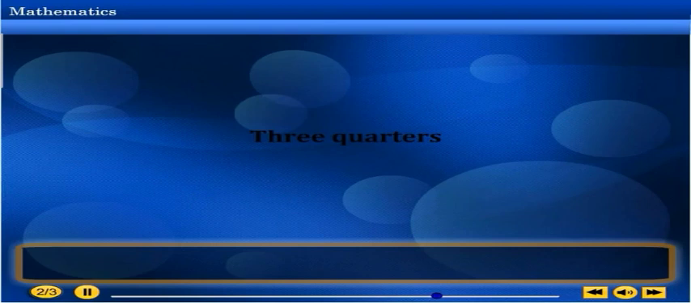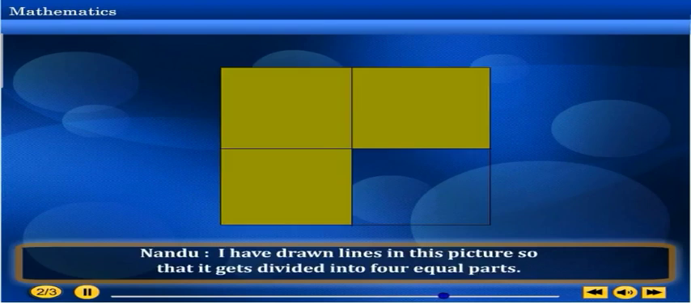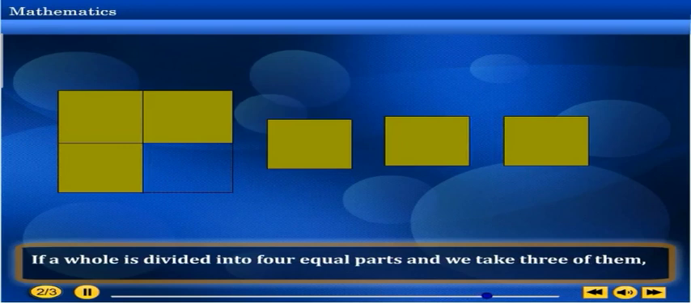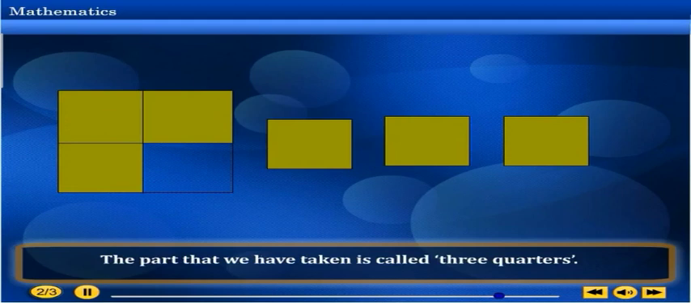3 quarters. Nandu: I have drawn lines in this picture so that it gets divided into 4 equal parts. 3 of these parts have been colored. In other words, 3 quarters of the paper has been colored. If a whole is divided into 4 equal parts and we take 3 of them, the part that we have taken is called 3 quarters.